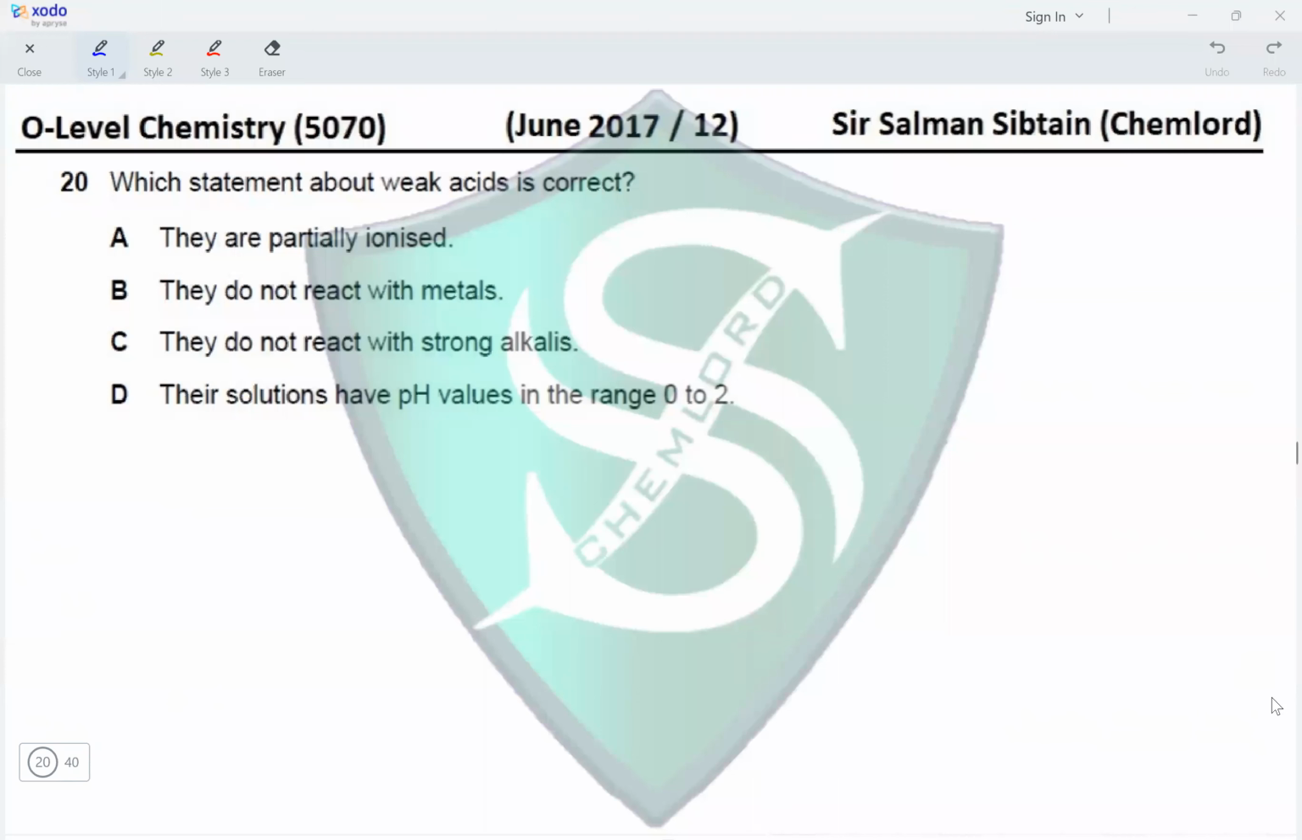Question 20. Which statement about weak acids is correct? A, they are partially ionized? Yes. The definition of a weak acid is that weak acids are partially ionized in aqueous solution. So A is basically the definition of a weak acid. B, they do not react with metals. All acids react with metals. C, they do not react with strong alkalis. All acids react with alkalis.